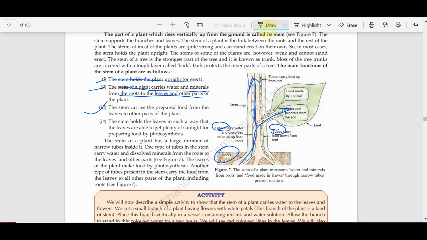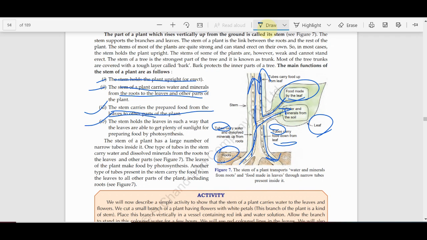And the third function, you will see the stem carries the prepared food from the leaves to another part of the plants. We know leaves carry out photosynthesis, they make the food substance, and food is required by all plant structures, and this food substance will also be transported by these stems. Stems have some small capillaries which also help in transporting this food substance. This food substance will be transported to other parts as well as the root part of the plants.